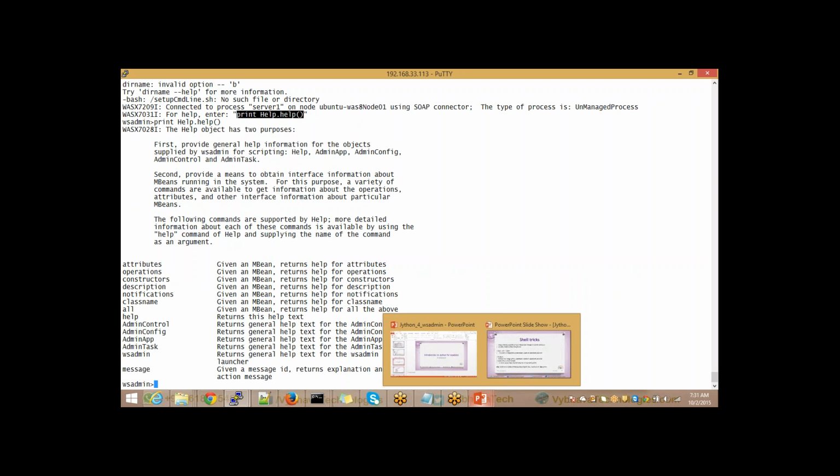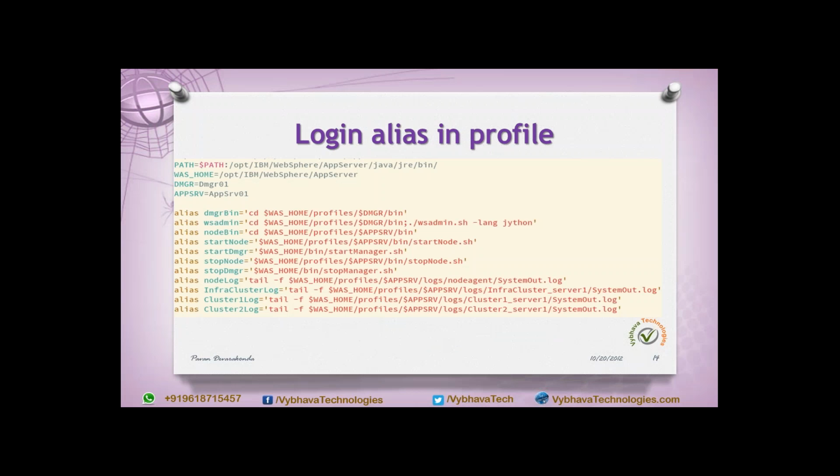Okay, so we'll come back to our slide. So whenever you are defining some profile variables, what can we define in real-time projects? In real-time projects, you can define the path, you can define WAS home. This is important. You can define the DMGR name, whatever the DMGR name is. App servers, if you have 1, 2, 3, 4, you can define those.